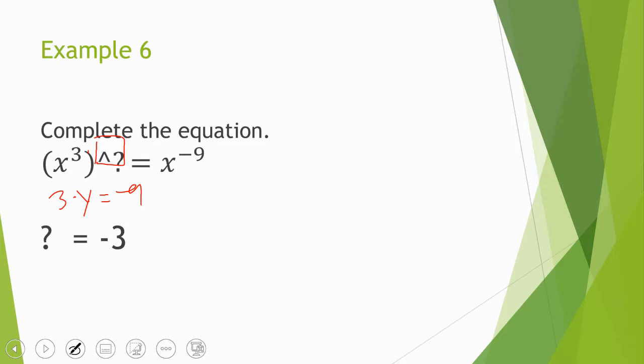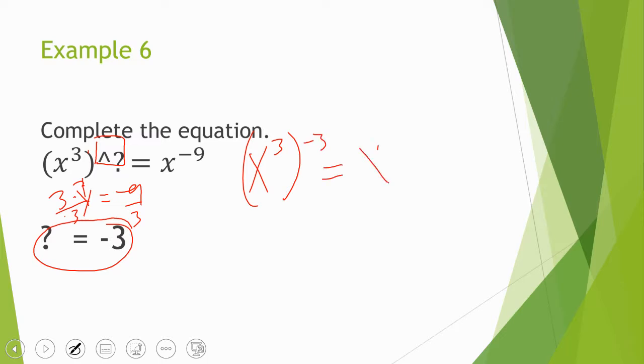I'm going to take negative 9 divided by 3, and I'm going to get the question mark. I should have just called this a question mark. The question mark is equal to negative 3. So what am I saying? x to the 3rd to the negative 3rd power would equal x to the negative 9, because 3 times negative 3 is equal to negative 9.